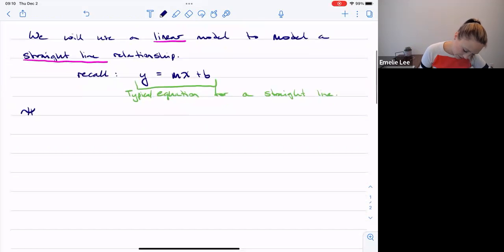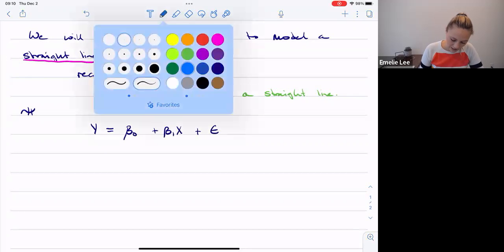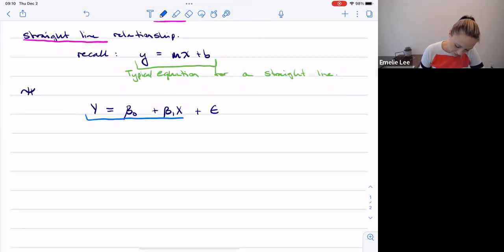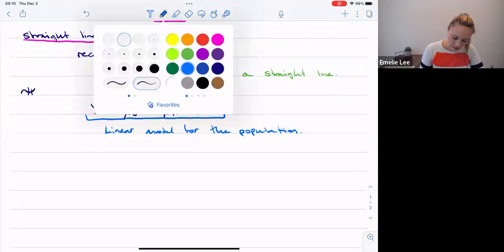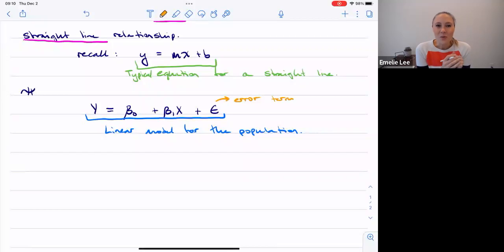Okay, so what we're really going to be modeling is y equals beta naught plus beta 1 x plus some error term. Okay, but the betas, we never really use them, because this is the model. This is a linear model for the population. And just as a side note, this is the error term, but we're going to ignore that. I'm not going to go deeper into that, but it's there, but we can ignore it.